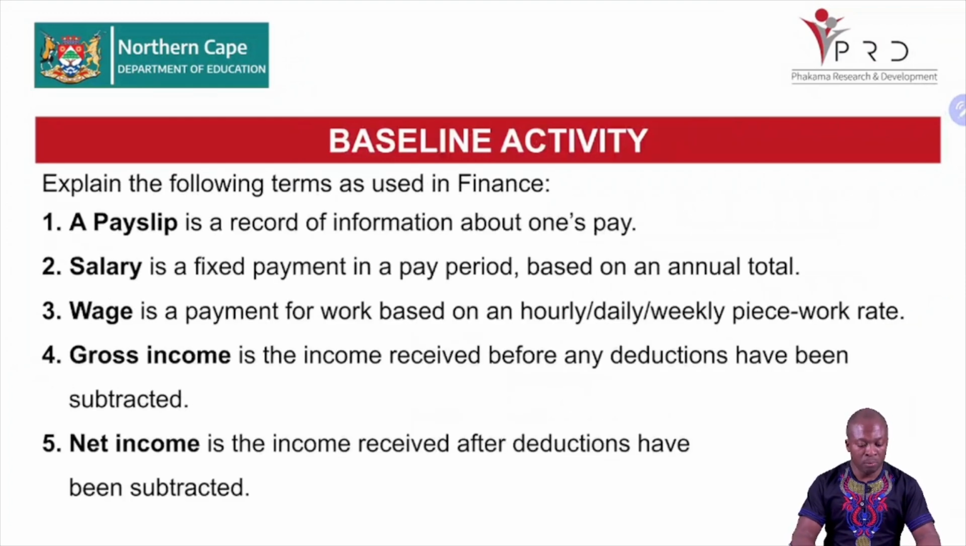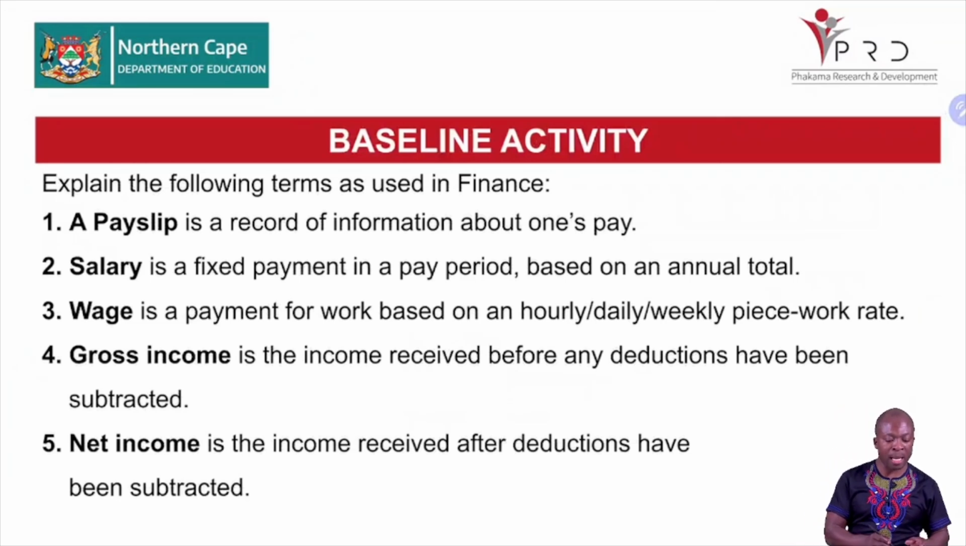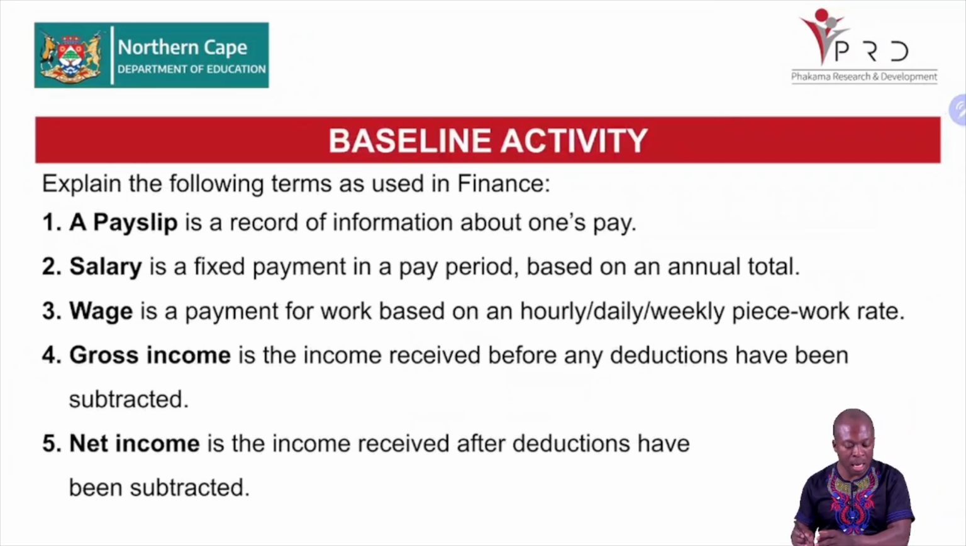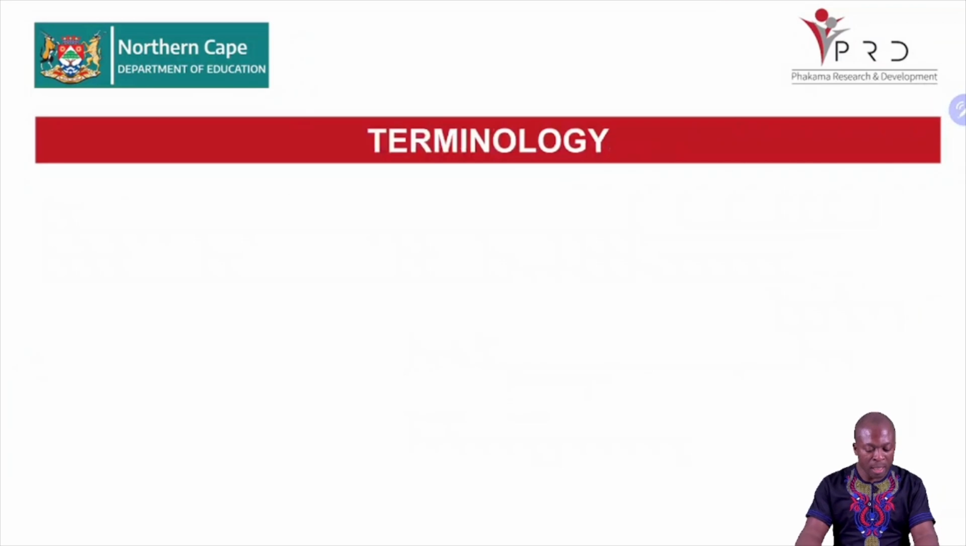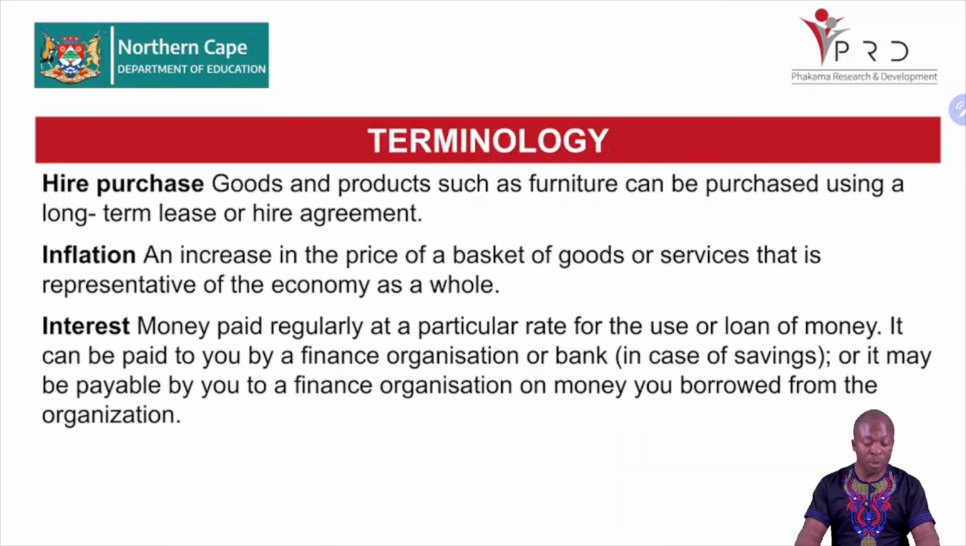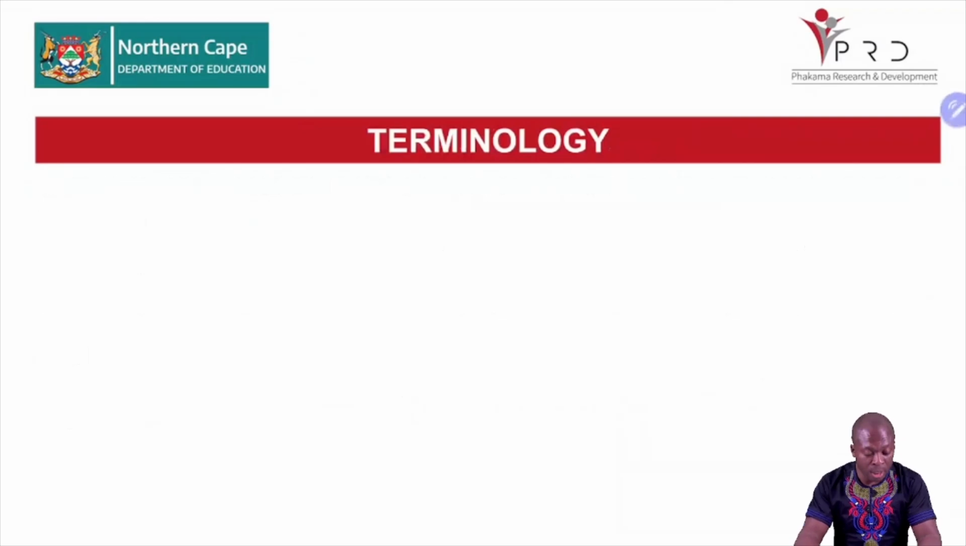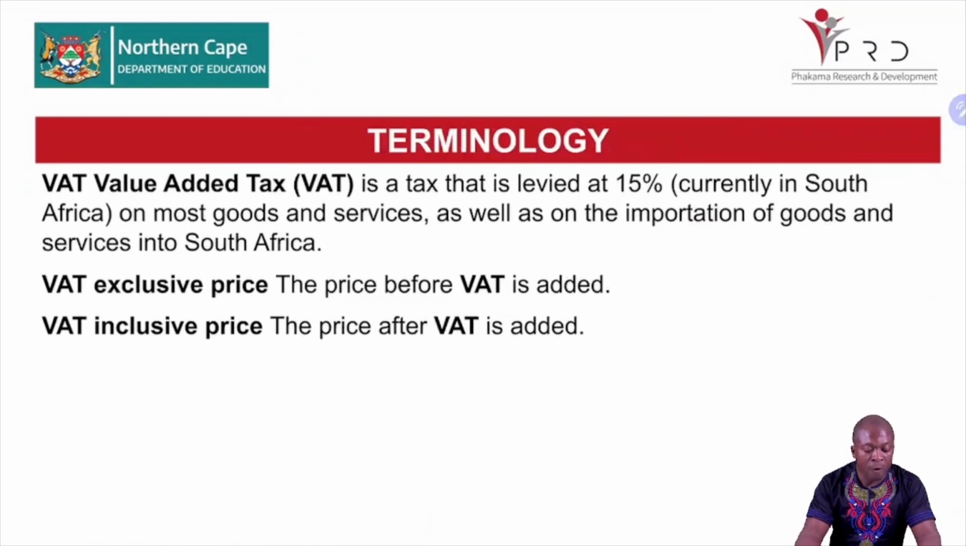There we are. Pay slip is a record of information about one's pay. Salary is a fixed payment in a pay period. Wage is usually on hourly, daily, or weekly, or fortnightly. I explained to you fortnightly, twice or 2 weeks. Alright, now let's look at the terminologies. I have explained to you what is hire purchase, what is inflation, what is interest rate. Now we look at VAT and what is VAT exclusive as well as VAT inclusive. Exclusive means there is no VAT. Inclusive means VAT is already there.